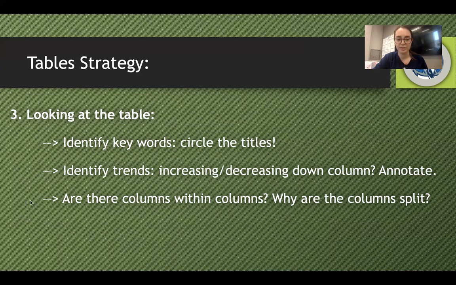And then also this last bullet point, are there columns within columns? So maybe the big title for the table, a smaller heading, and then two parts underneath that heading. Are they splitting it into smaller columns? Why are they splitting it? Maybe this column is for this temperature, this column's for this temperature, or for this type of molecule and this type of molecule. So there's usually a reason why they're breaking it down into smaller columns, and that'll help you understand the table better if you can figure out why they broke it down.